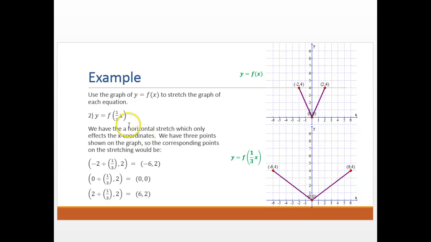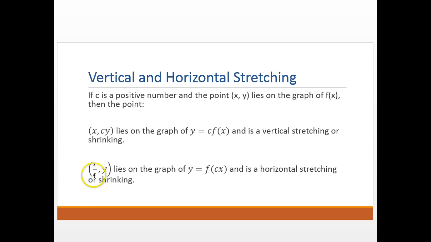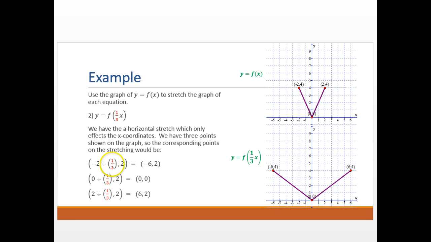Similarly, if I put a number inside of my function, f of 1/3 x, this is the number that's going to affect it. Again, inside the function is going to affect it horizontally. Now, inside the function also only affects the x values, not the y values. That's where this 1/3 comes from. And remember, it affects it in the opposite way. Remember the point x over c, or x divided by c. So my c in this case is 1/3.